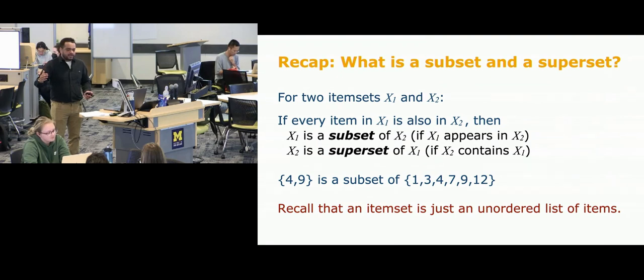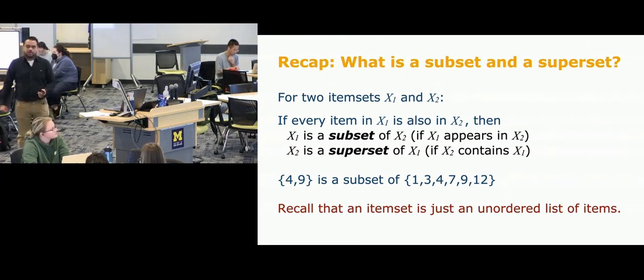Just to give a concrete example, if we have a set 1, 3, 4, 7, 9, 12, then 4, 9 is a subset of that because both 4 and 9 are there. We don't care what order they are in, or whether 4 comes first or 9 comes first. We just care about whether it's there or not. And conversely, 1, 3, 4, 7, 9, 12 is a superset of 4, 9.